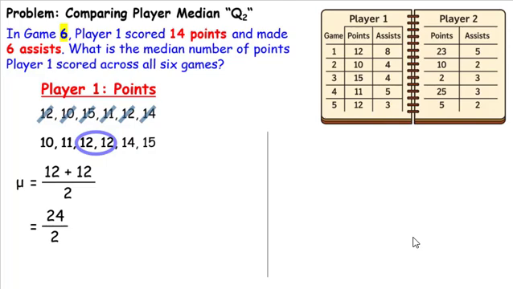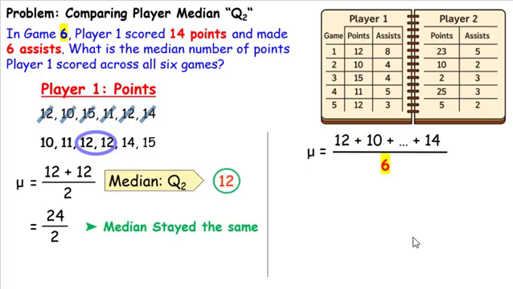This gives us 24 over 2. The median is 12. The median stayed the same. Now, the mean in this case, we're going to write the first value plus the second value plus ... plus the last value. This gives us 74 over 6, which is 12.333.